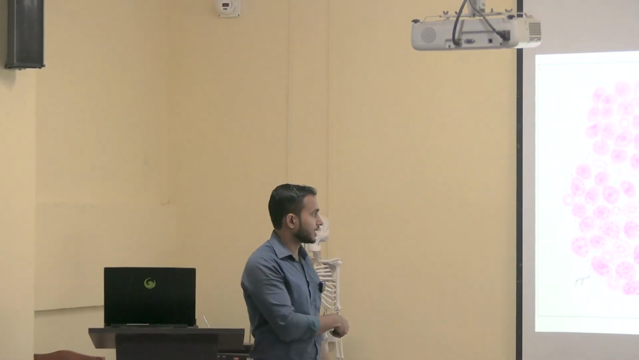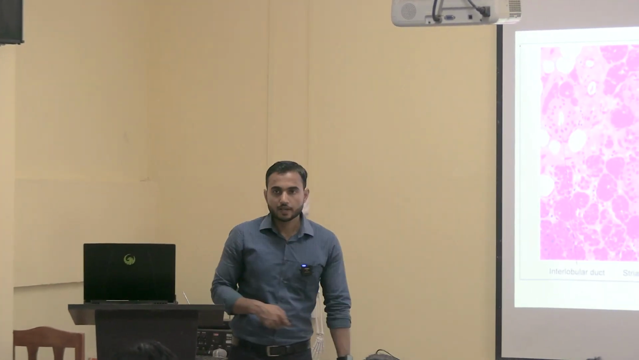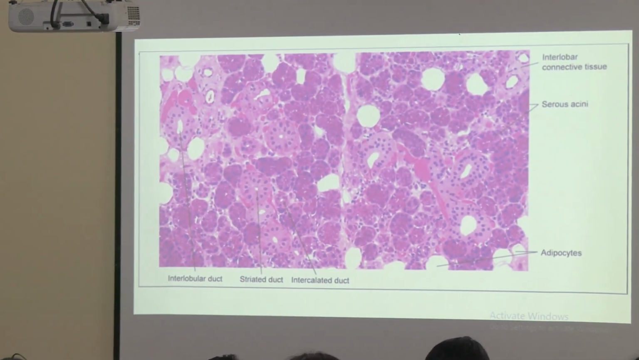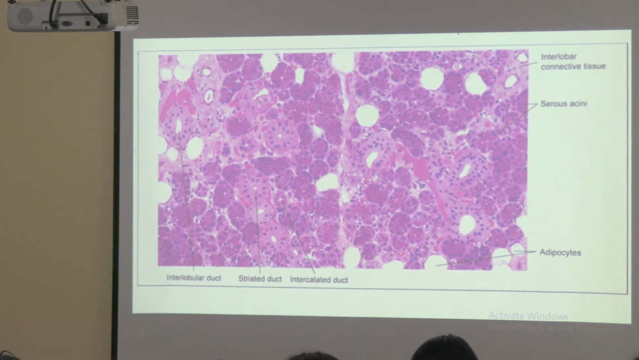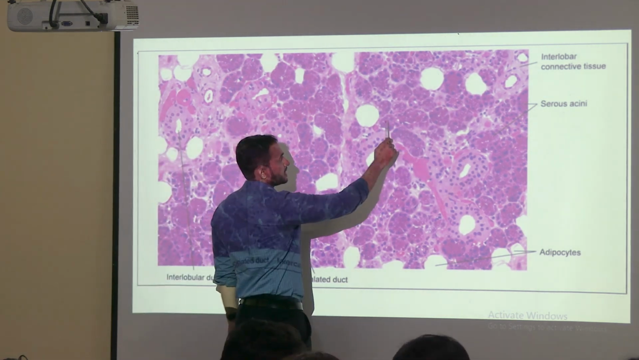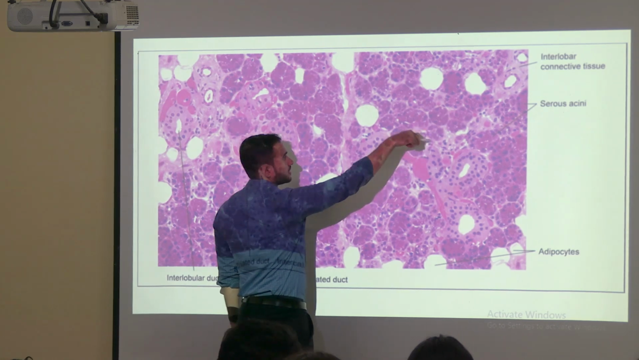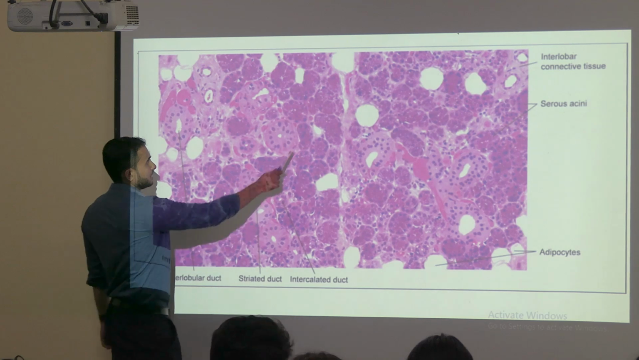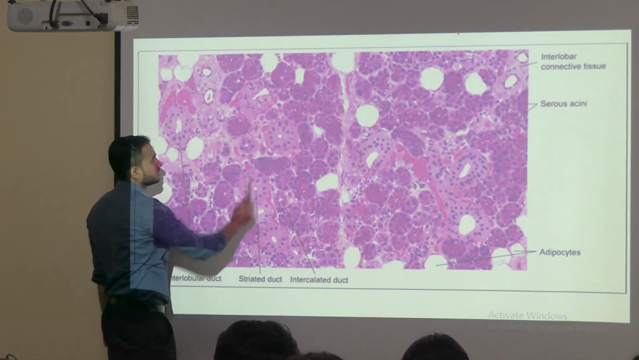This is the schematic diagram. This is the original histological image under low magnification. Can you identify the acini? Which are the acini? Darkly stained. Yes. So look, this is an acinus, this is also an acinus, this is also an acinus, this too. So these are all acini. Can you identify the duct? Look, this is an acinus, but this is a duct.